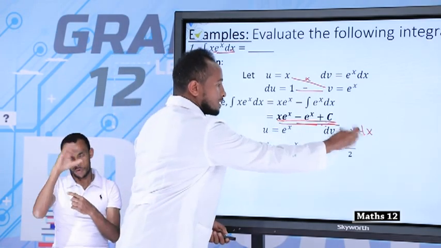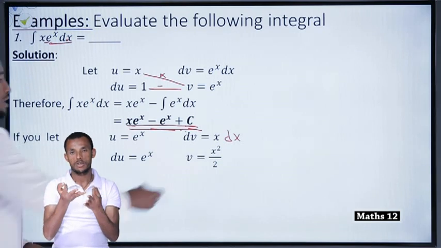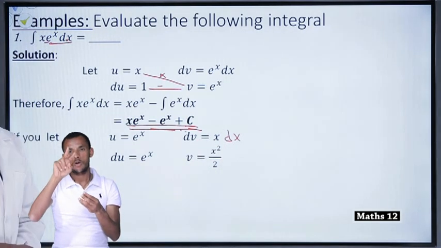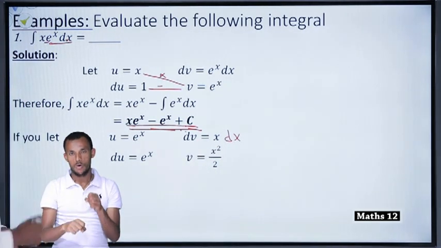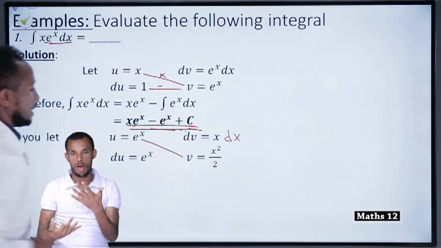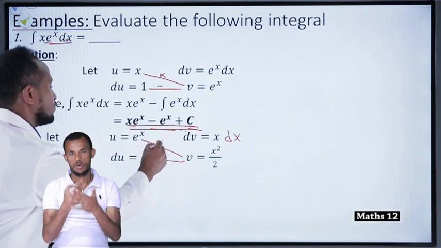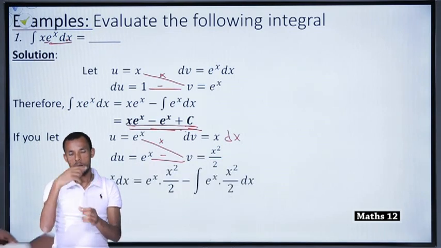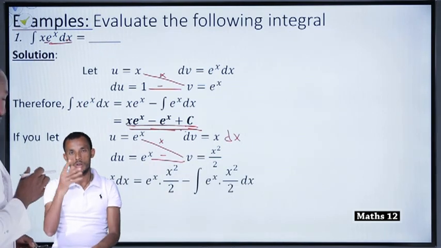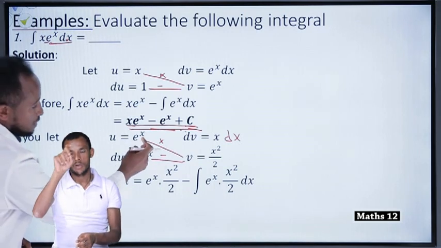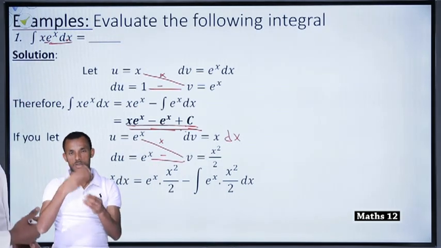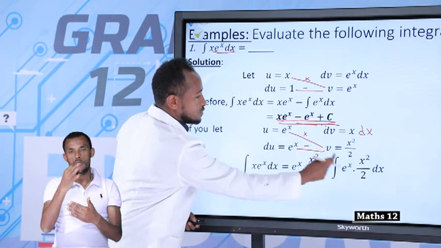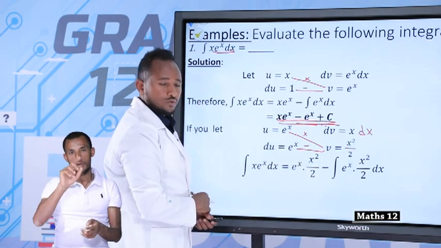So to find v, this is the integral of the expression. It's a power function. Simply you add 1 on its power, it's x squared over 2. That's it. So applying the formula, you multiply these two, and then you subtract this one. Therefore, the integration of x times e raised to x dx will be e raised to x times x squared over 2 minus the integral of the product of the two, that is e raised to x times x squared over 2 dx.